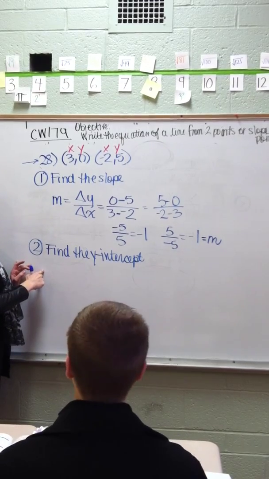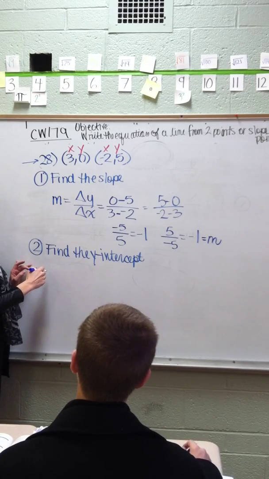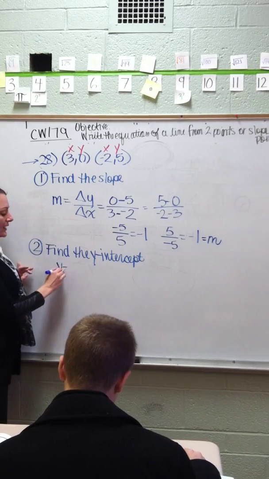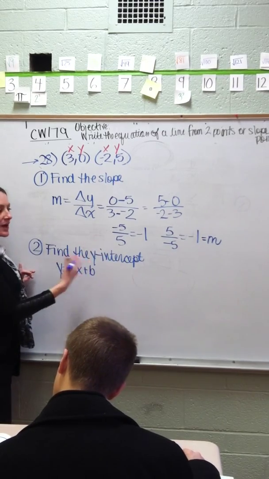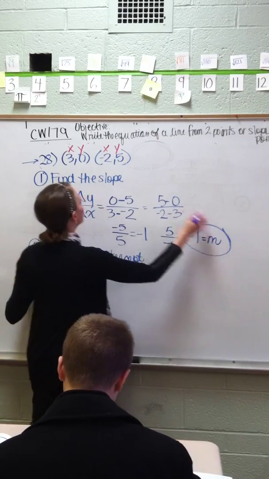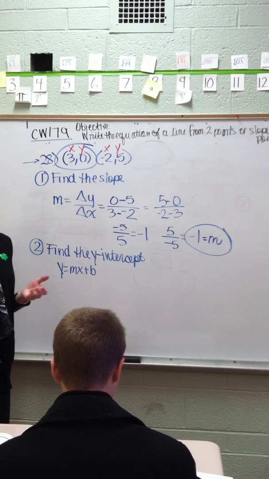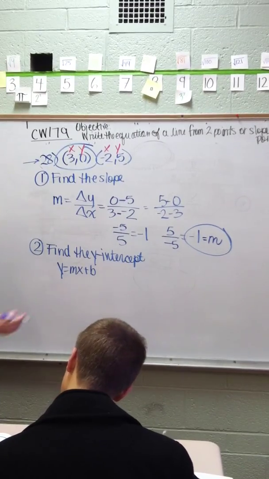Nick? You choose one of those x and y's, and you plug it in. So you're going to say, I have y equals mx plus b. Substitute in what I know. I know that m is negative 1. Let's use this one. I always veer towards using 0 because something times 0 is 0. It's usually a little bit easier to work with.